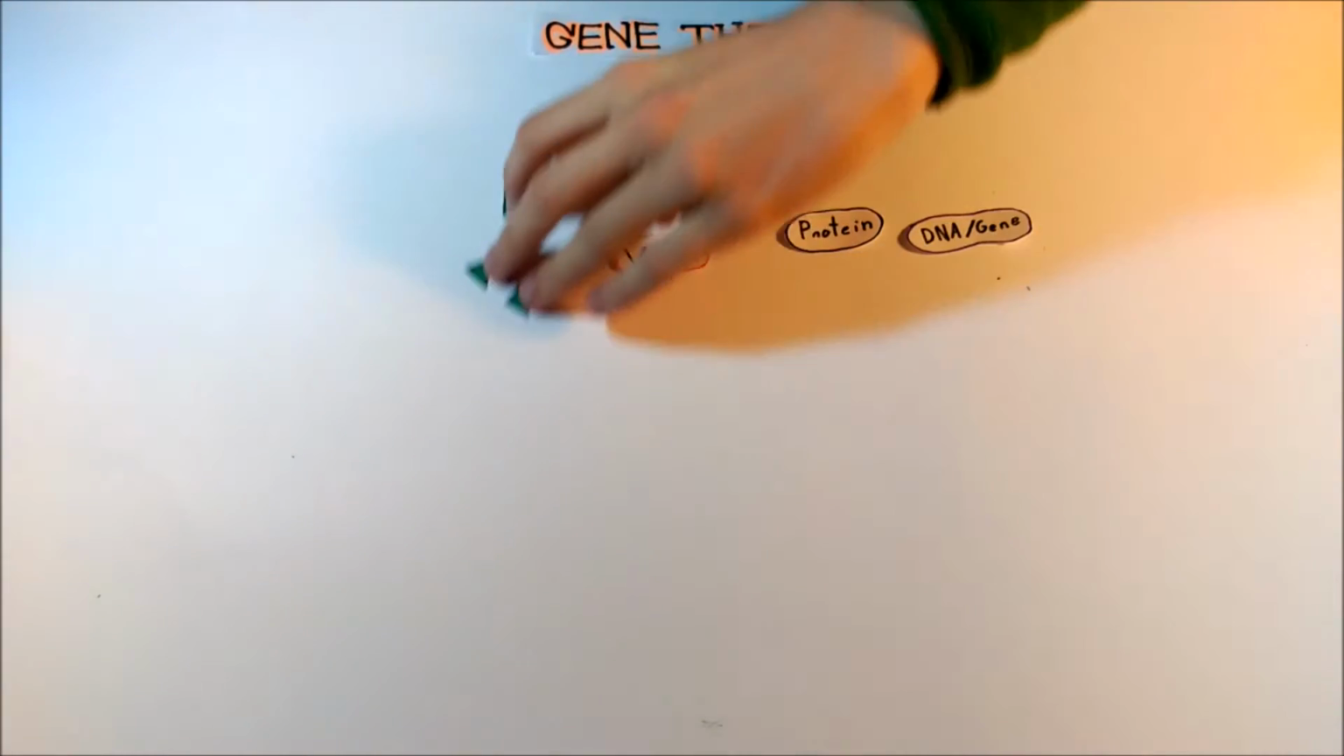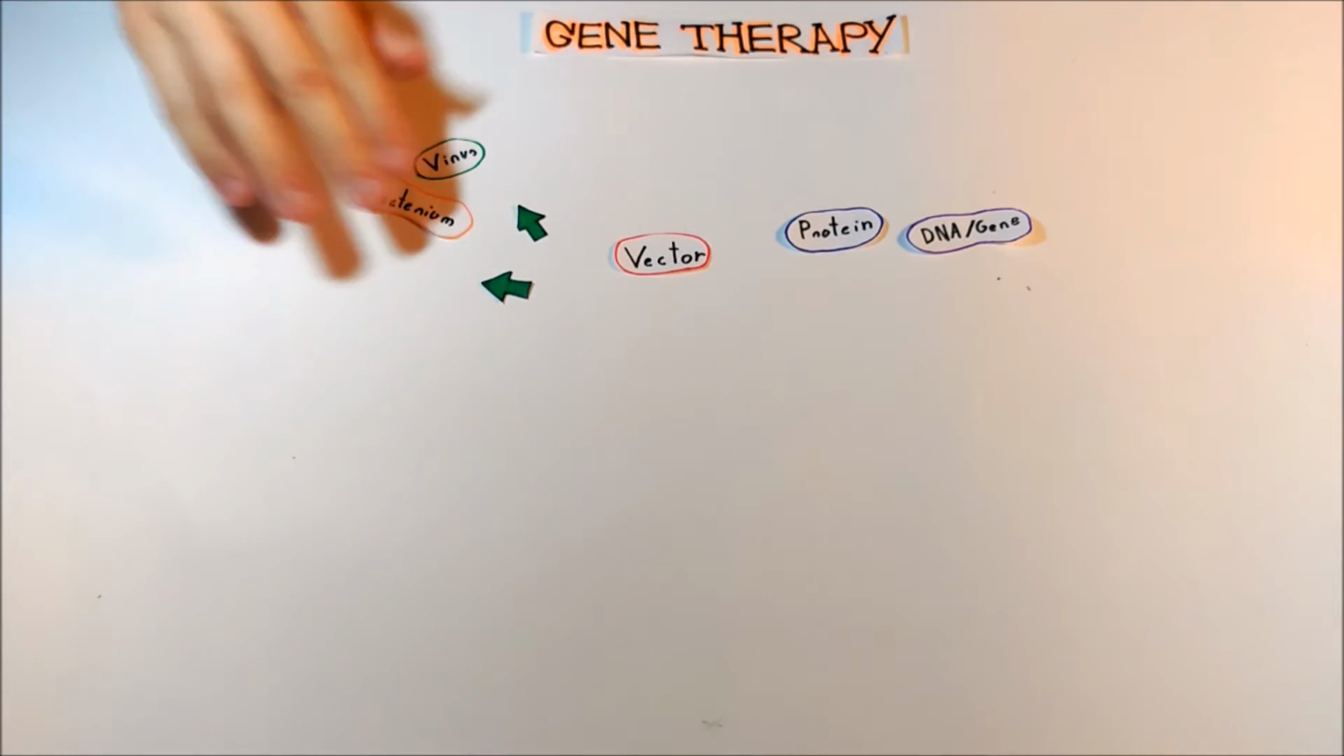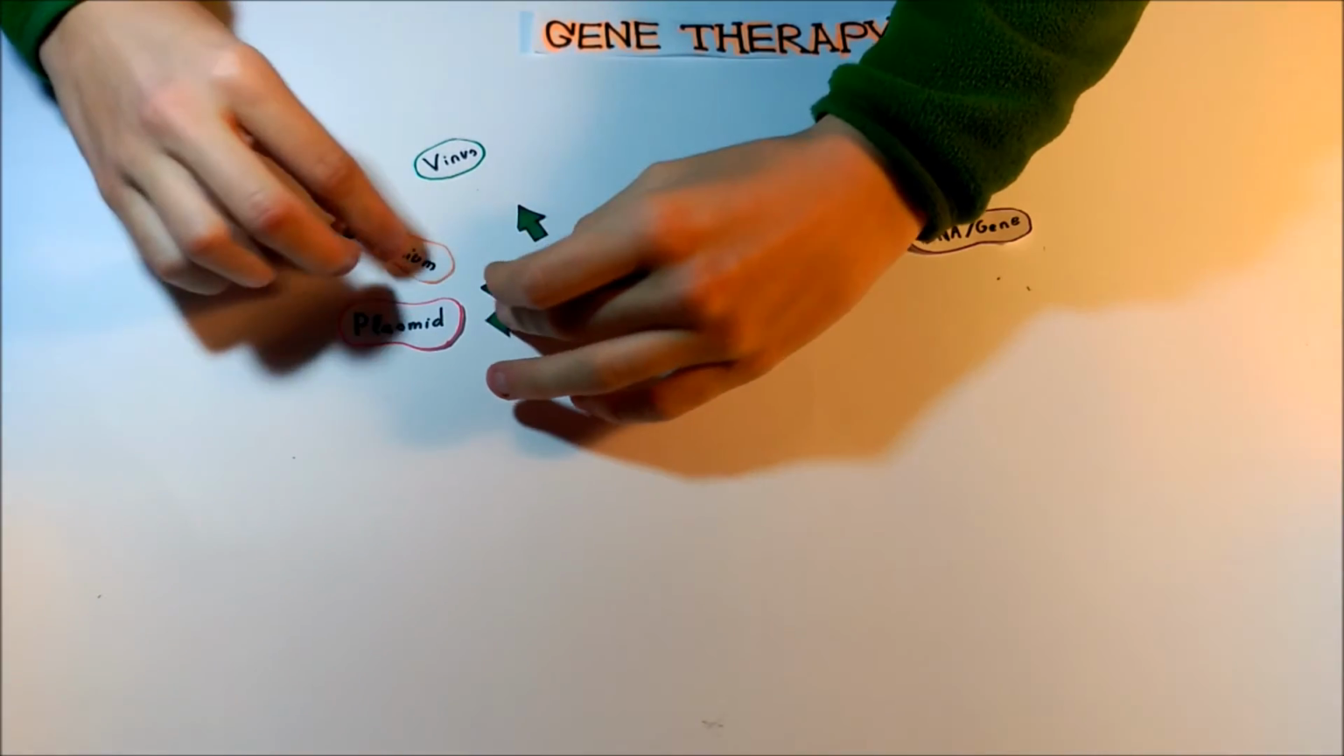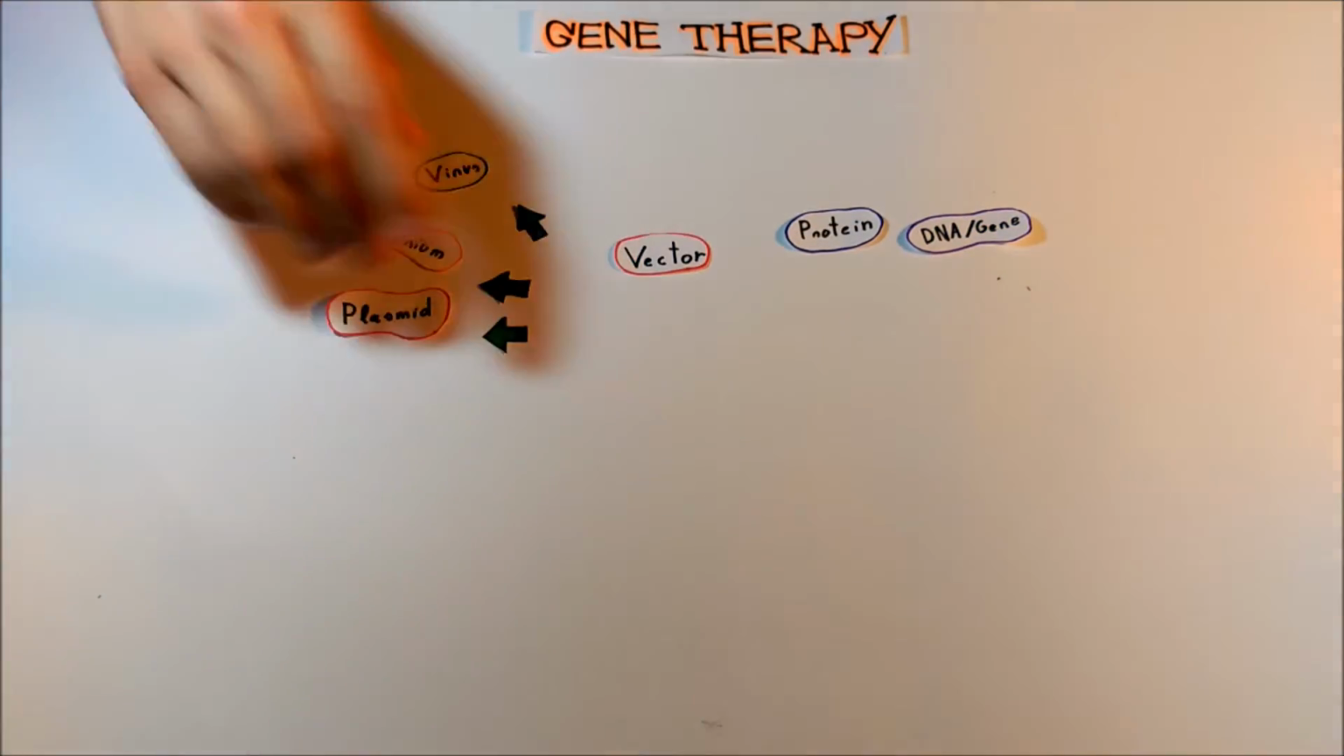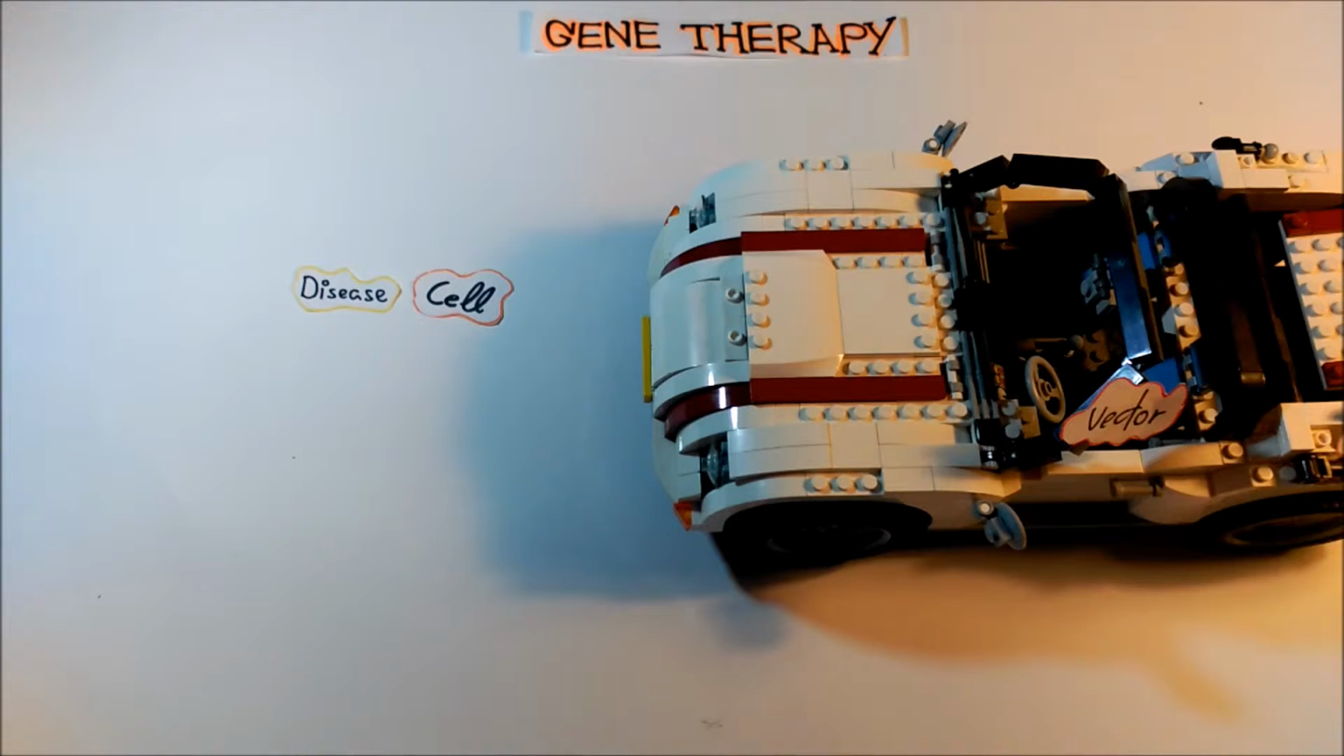How is DNA transfer done? A section of DNA, a gene containing instructions for making a useful protein, is packed within a vector, usually a virus, bacterium, or plasmid. The vector acts as a vehicle to carry the new DNA into the cells of a patient with a genetic disease.